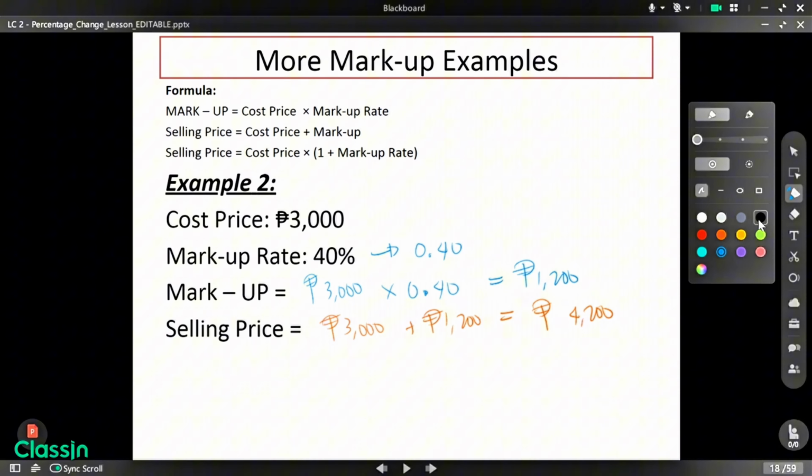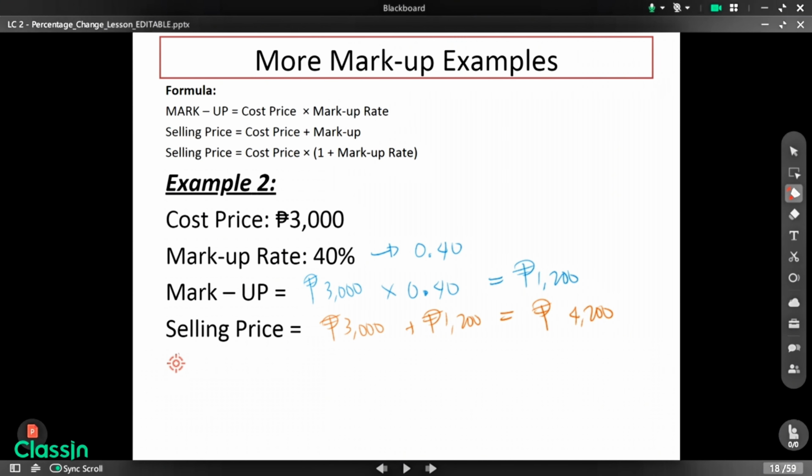Again, selling price is equal to cost price, which is 3,000, times 1 plus 0.40. So it is 3,000 times 1.40, and we still get 4,200.